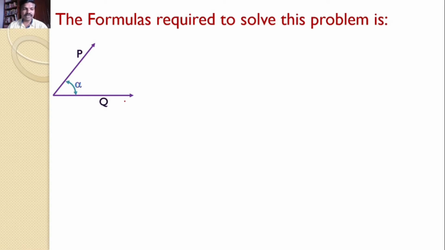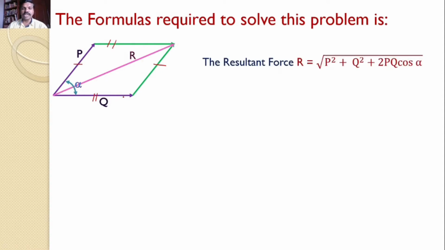How can it be done? By drawing a line parallel to P from Q and another line parallel to Q from P, it forms a parallelogram. In this parallelogram, the major diagonal R becomes the resultant force. And that resultant force is given by the equation R is equal to square root of P square plus Q square plus 2PQ cos alpha.